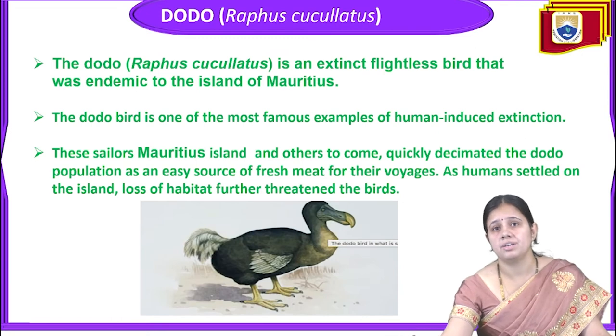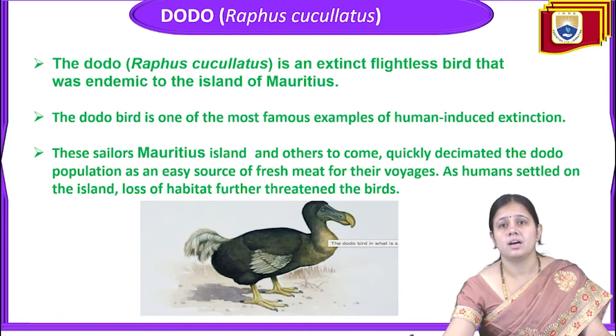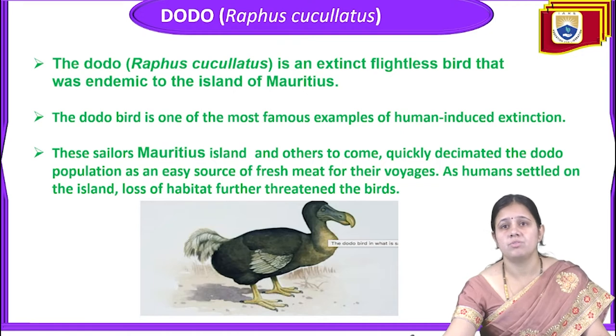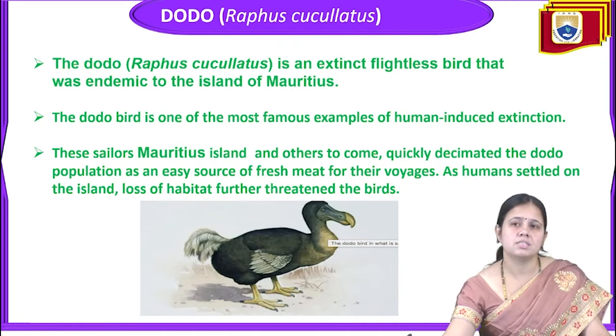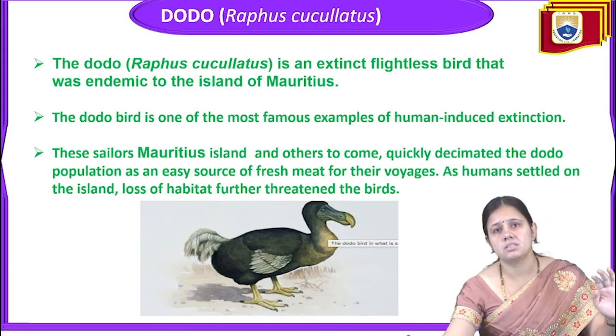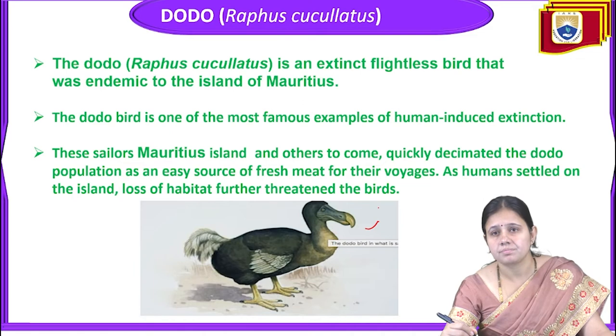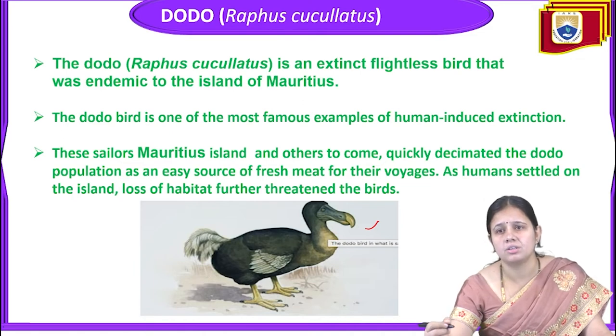Now we are going to discuss the case study of India, some extinct species of India, species that are extinct in India. So the first one is the dodo. The dodo is a very famous example of human-induced extinction, because the dodo is extinct in today's world, and its last individual died a long time back. Nobody has seen these dodo birds. It has been drawn by an artist on the basis of what people have suggested about that bird.